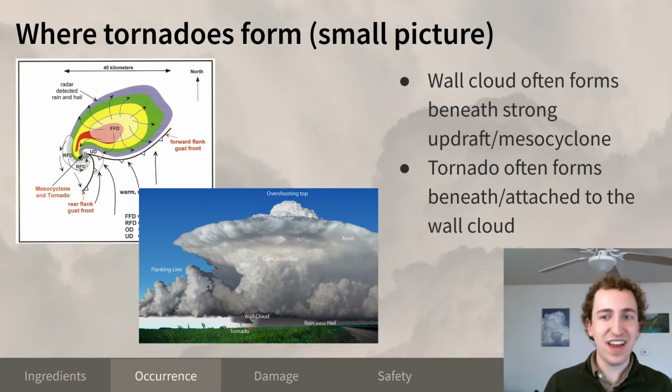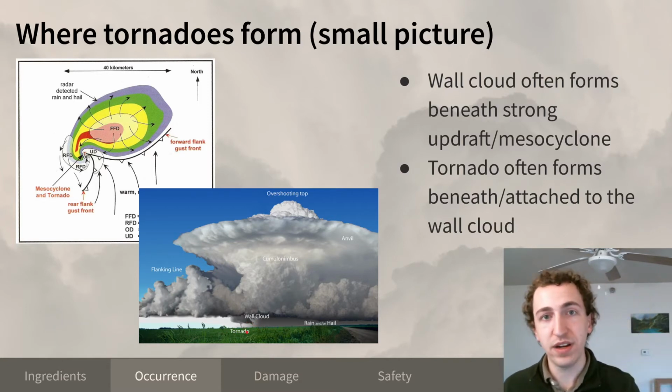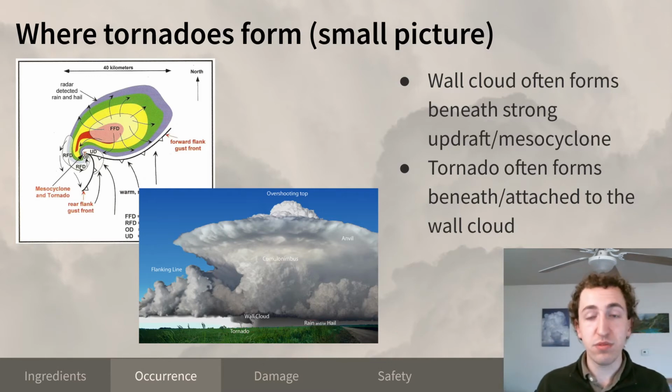The thing is that a lot of times we do get these wall clouds and then no tornado even forms. So just because you have a wall cloud doesn't mean you will get a tornado. But a lot of times when we see tornadoes, they end up coming from these rotating wall cloud lowered rings beneath the mesocyclone or beneath the updraft.